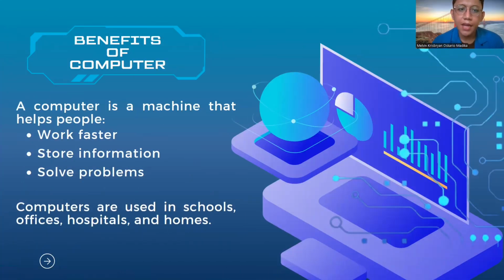And next is the benefits of a computer. A computer is a machine that helps people do many tasks more easily and quickly. With a computer, people can work faster. With a computer, people can store important information. With a computer, people can solve problems. Computers are very useful in everyday life.